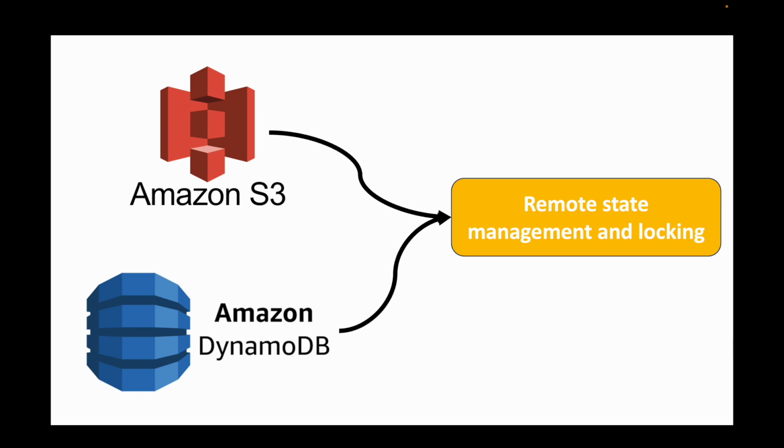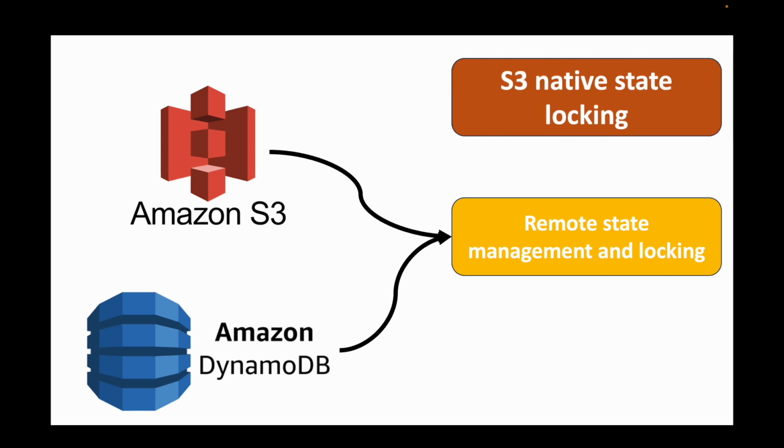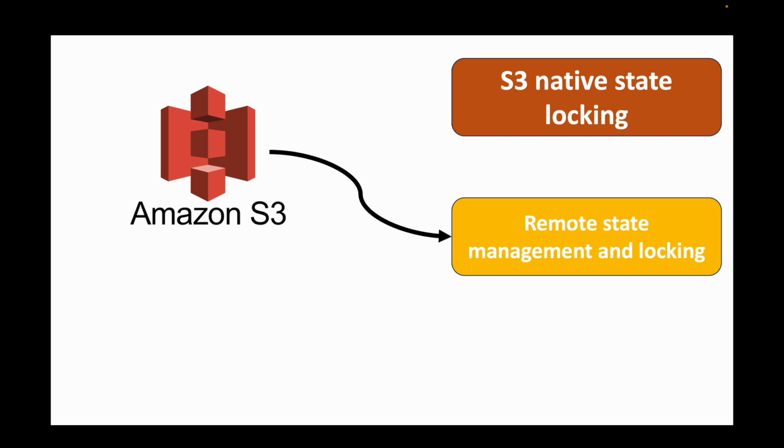But guess what? Things just got a lot easier. Terraform has introduced a new feature which is S3 native state locking. Meaning you no longer need to configure a separate DynamoDB table to manage your state locks. So in this particular session, I will explain what this update means, show you how it works, and also walk you through a hands-on demo to set it up.